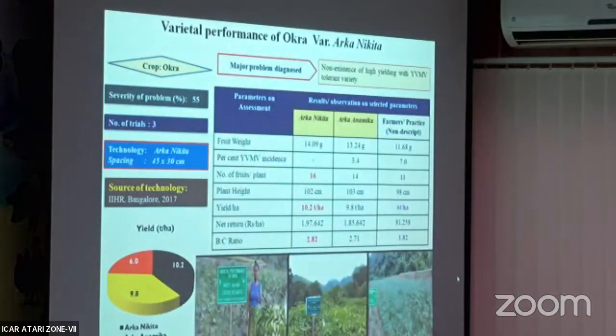Next, varietal performance of okra Arka Nikita, due to non-existence of high yielding varieties with yellow mosaic virus tolerance. Here, the result observed that no disease was recorded with higher yield in case of Arka Nikita compared to Arka Anamika and farmers practice, and a higher BC ratio in Arka Nikita compared to other varieties.